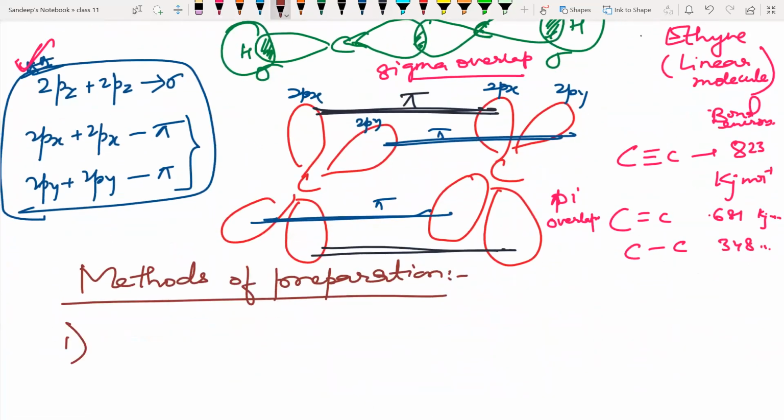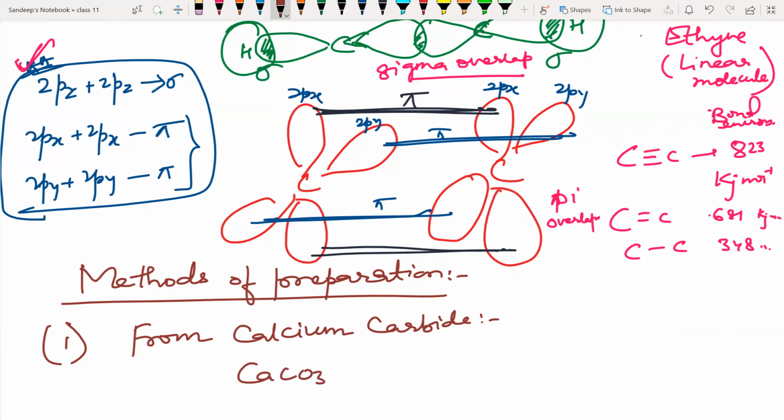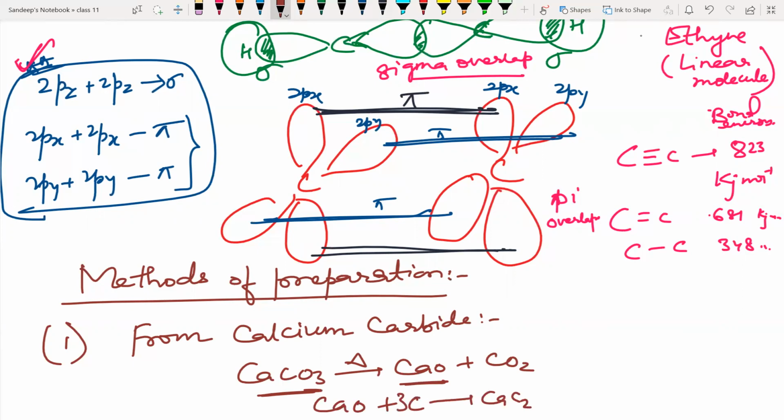First, we will discuss the method from calcium carbide. So keep this in mind that when CaCO3 is heated, it forms calcium oxide plus CO2. So thermal decomposition of calcium carbonate gives calcium oxide. Now this calcium oxide is heated with coke to form calcium carbide plus CO.